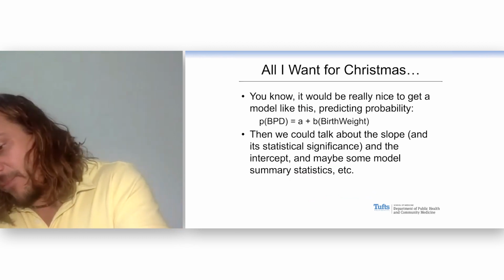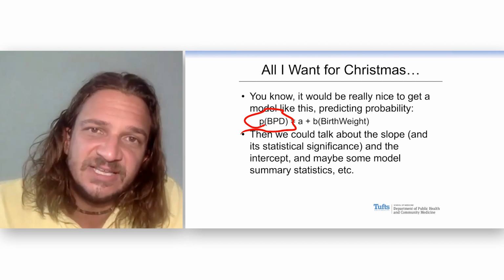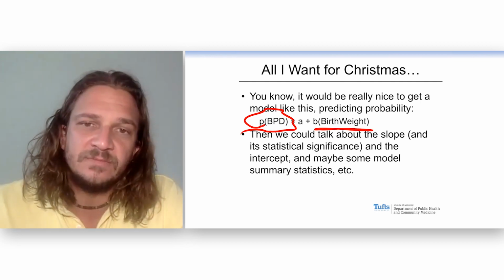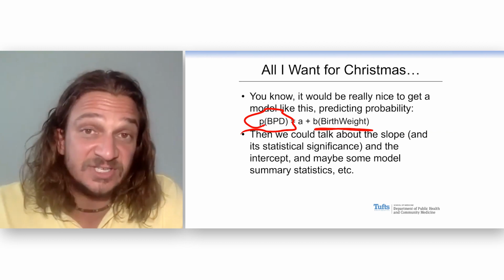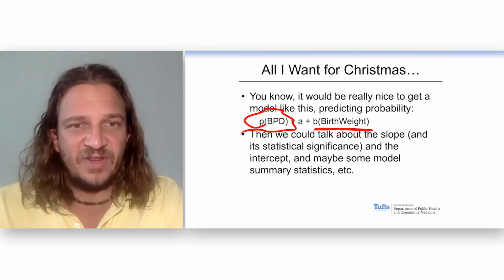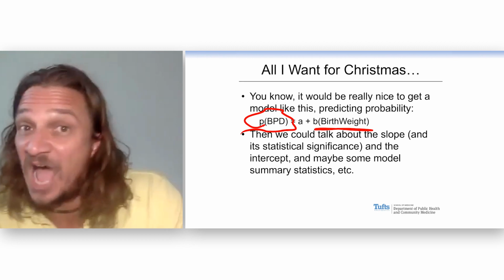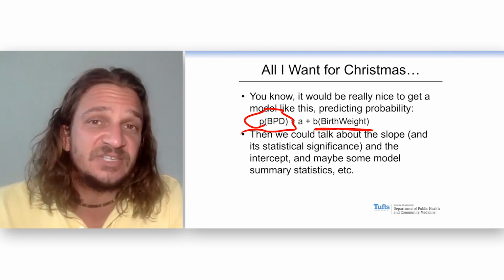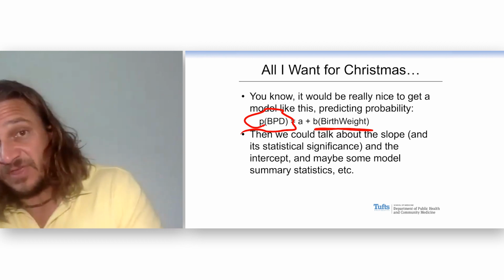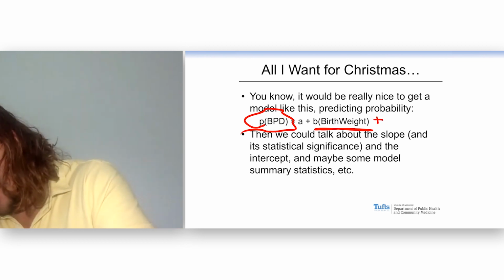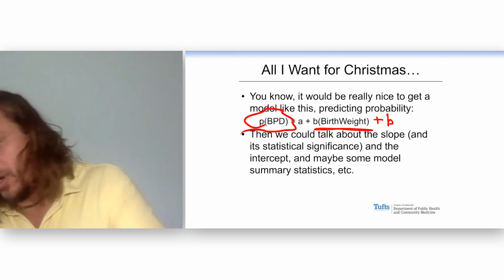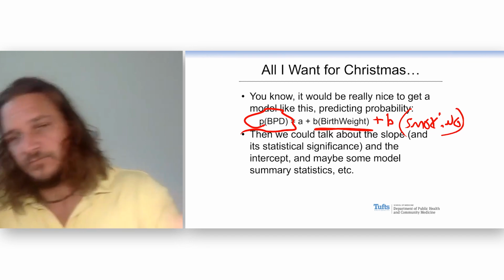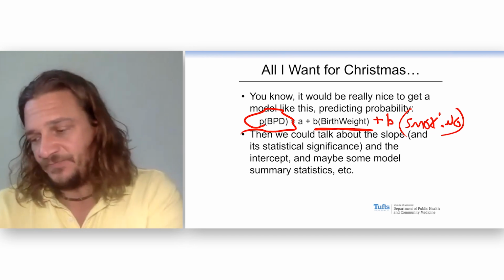Hey, what's my probability of this disease given my birth weight? Then we could talk about the slope. Birth weight is a significant predictor of BPD, or birth weight is not a significant predictor of BPD. We could even do some summary statistics probably. And if you think for a second, you could probably add other slopes or other betas in here, maybe maternal smoking. This would be really nice.